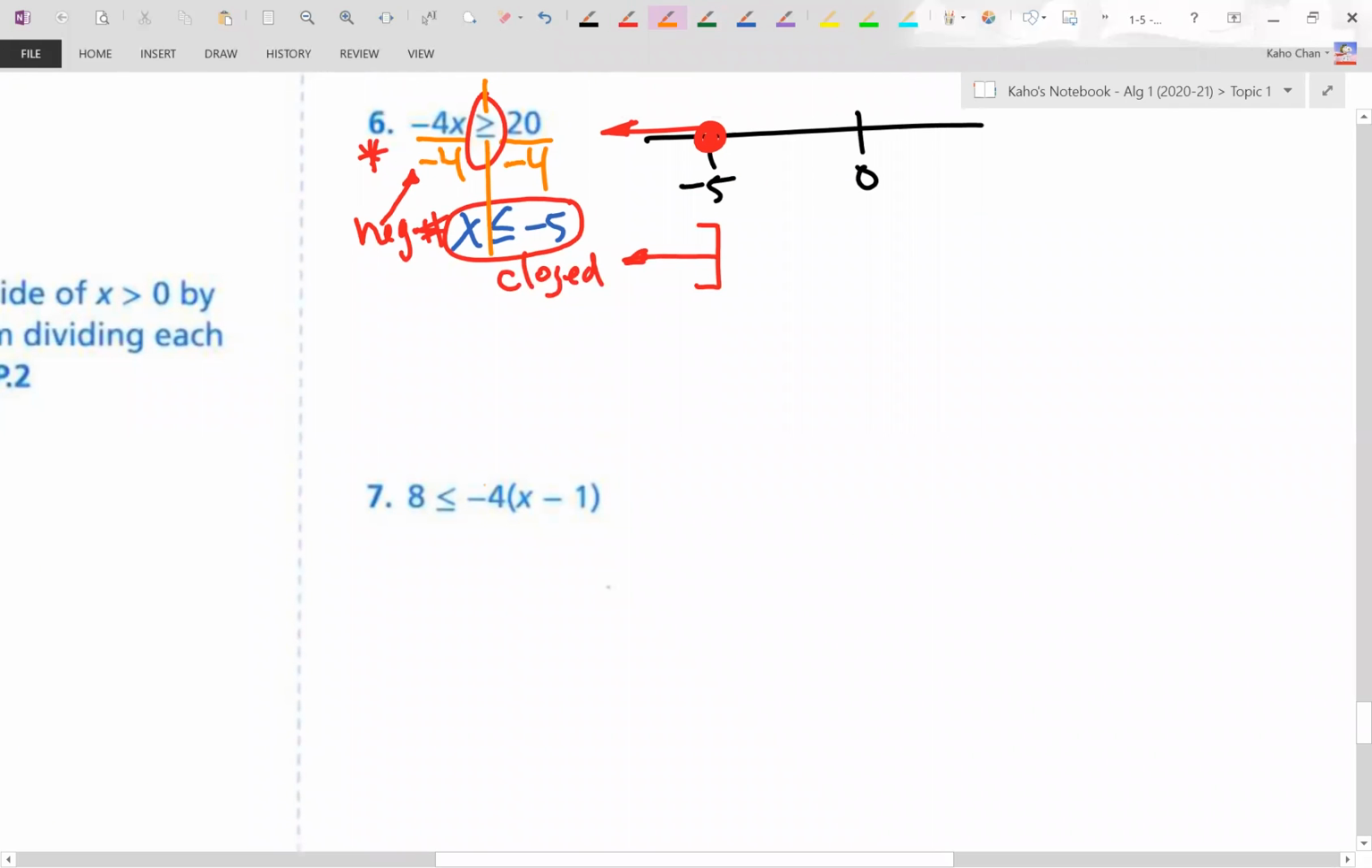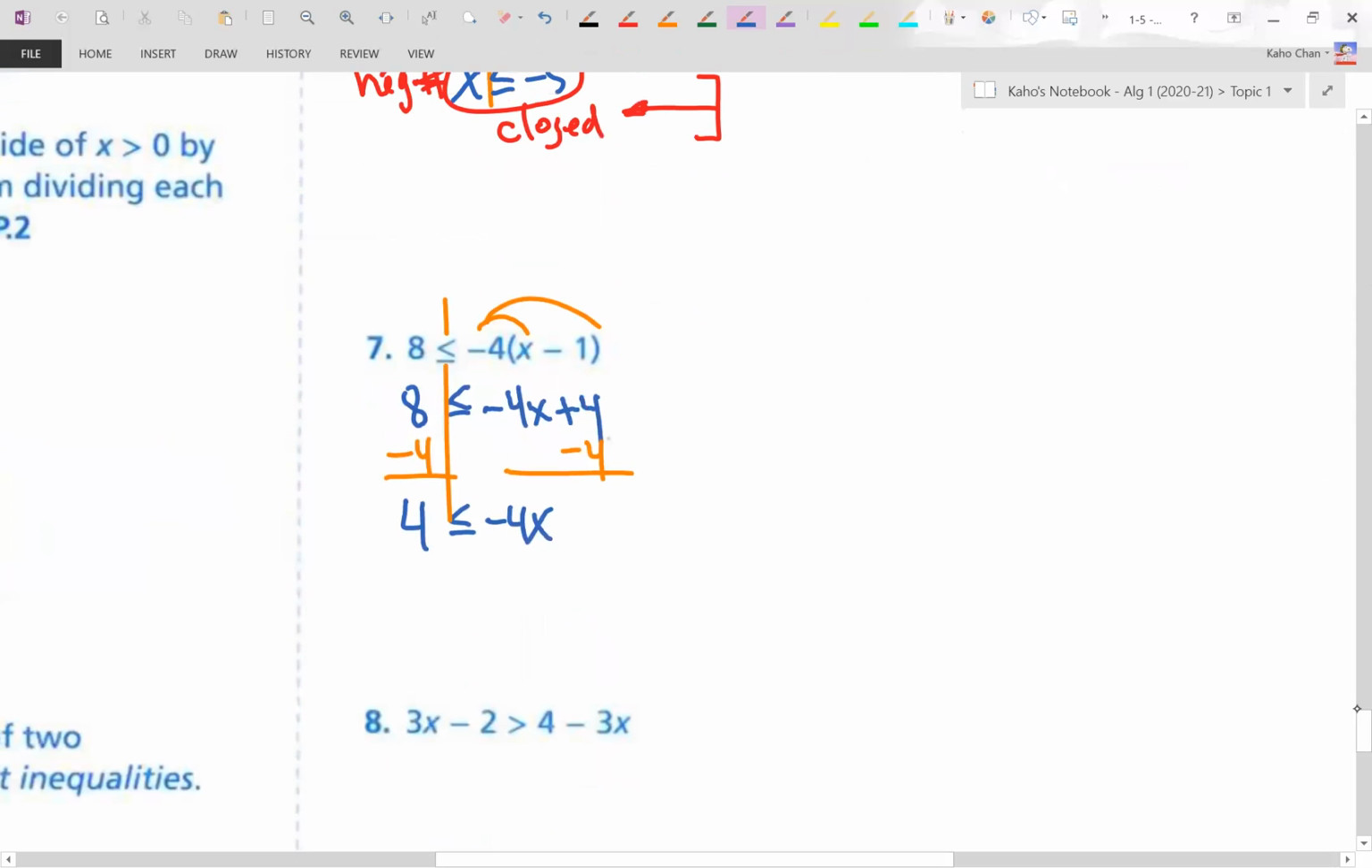Distribute the negative 4. Now be careful. Distributing a negative 4 doesn't mean you're multiplying by negative 4 to both sides as a new operation. You don't change the inequality until you actually divide. This gives us on the left-hand side 8. And on the right-hand side, we have negative 4x plus 4. The rest is undoing operations. Subtract 4 from both sides. This is the last step. Divide through by negative 4.